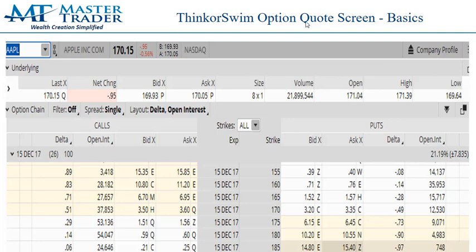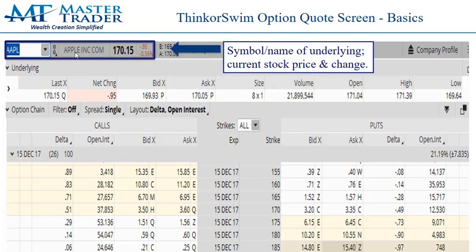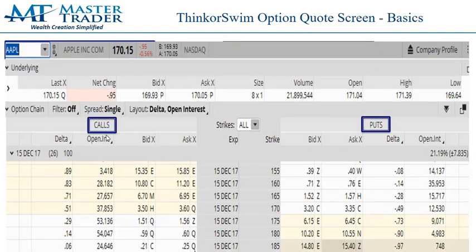Thinkorswim is owned by TD Ameritrade. This is what I've been using for over a decade, and I love it. So I'm just going to use Apple here as an example, trading at 170.15. That's the symbol, current stock price, and the change. It's down 95 cents on the day. Calls are on the left, puts on the right.